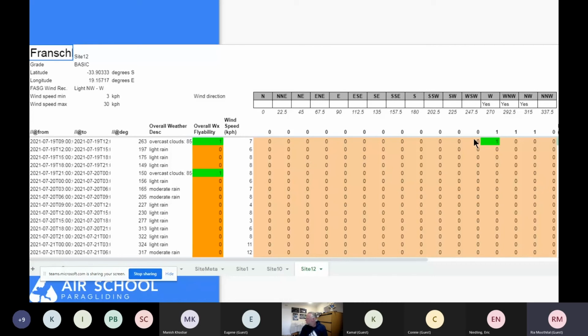So essentially, what we're looking at over here, we can see that we've got a yes, we've got a 1 over here because it's overcast. The other ones, we can see that there's light rain. The direction was acceptable because 260 degrees would fall within our range here for the west to northwest for Franschhoek. The wind speed 7 kilometers an hour is fantastic. So this would be a yes. It's a positive for this particular site for that time period.